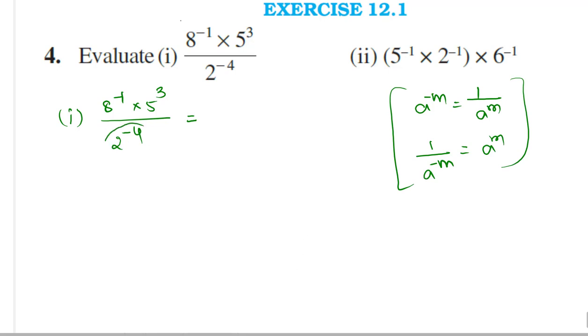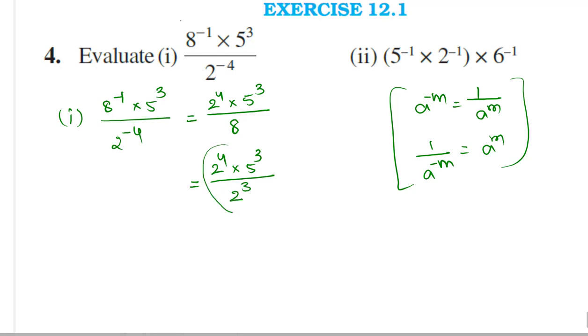So here in the denominator we have 2 to the power of minus 4. If you bring this to the numerator, we will get 2 to the power of 4. So we write 2 to the power of 4, then times 5 cube, then divided by 8 to the power of negative 1 we have. So we can write that one as 1 by 8. Now this is equal to 2 to the power of 4 into 5 cube divided by 8. We have 8 can be written as 2 into 2 into 2, so that means 2 cube.